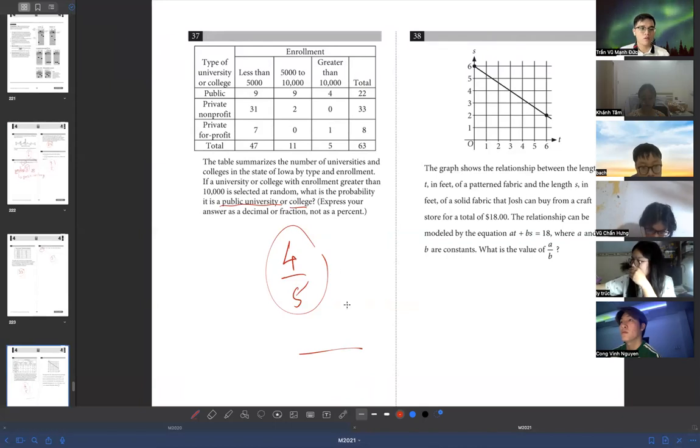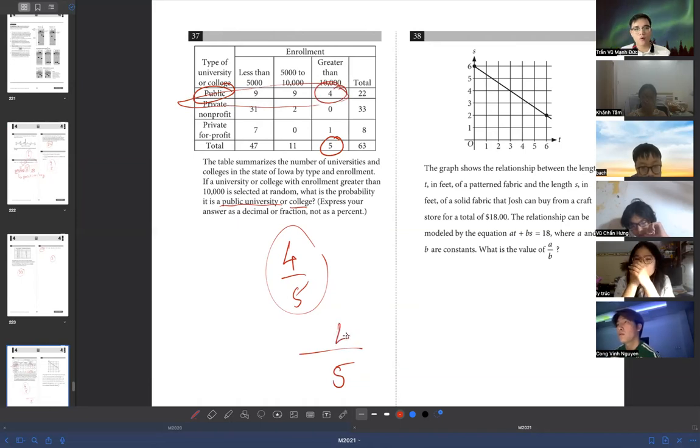What is the total? The total of greater than 10,000 is 5, right? Yes. And what is the numerator? They're asking for public, which is 4. Exactly, so it is 4 over 5, and this is how we got this answer.